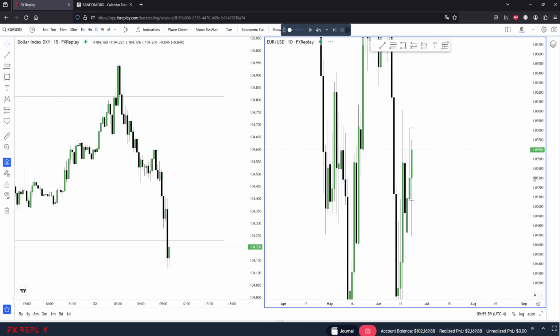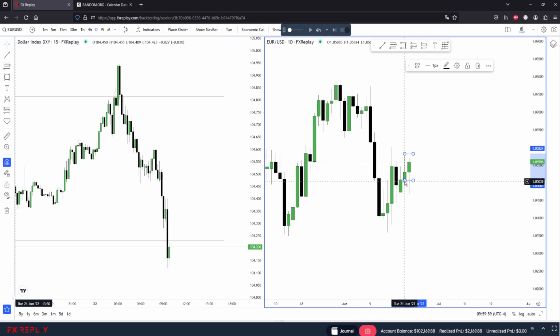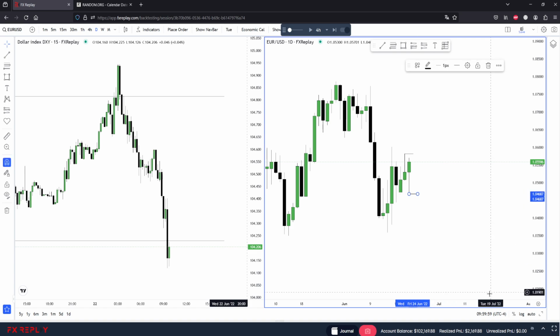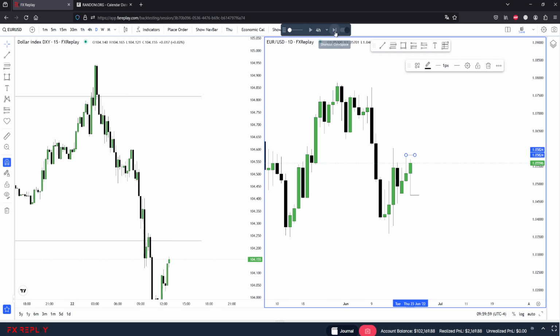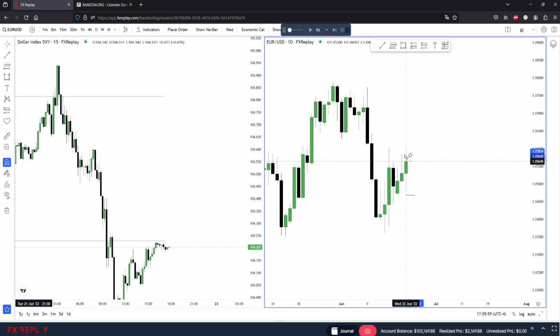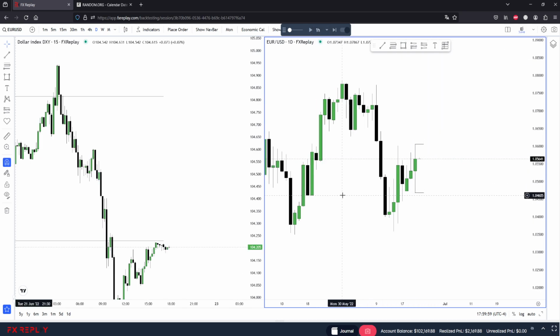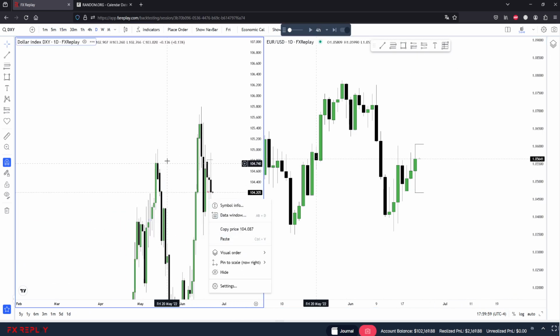So let's go to see if we can find one more. It is 10 a.m., so this daily candle still needs to form. Right, let's go to a new daily candle. Right, this is the new daily candle. Let's find one more.